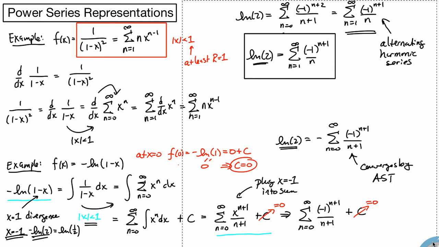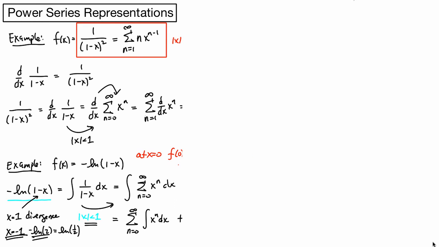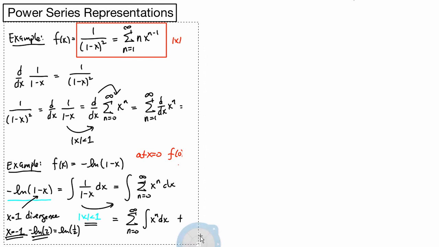Let me just create a little bit of room. All right, and here's what I want to take a look at. I want to look at something that doesn't look at all like 1 over 1 minus x. Doesn't look like it at all. And I want to keep track of all the things we've figured out.